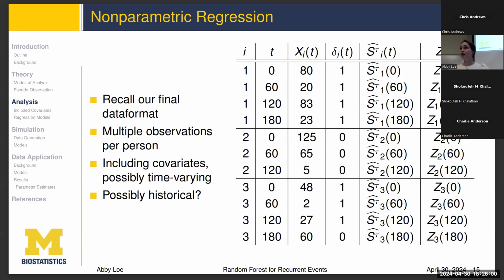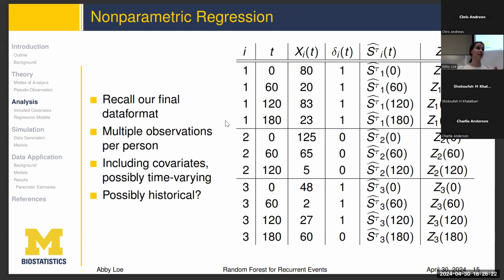We're going to have multiple observations per person, and we also have the issue that we record the same event multiple times in our data set. One of the other things we thought about when doing this non-parametric and parametric regression was that if you have recurrent events, you'd like to be able to include something about a patient's history.